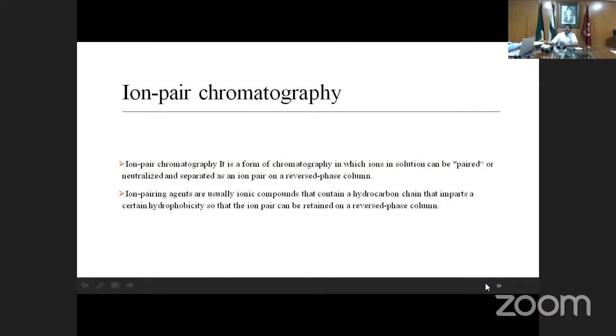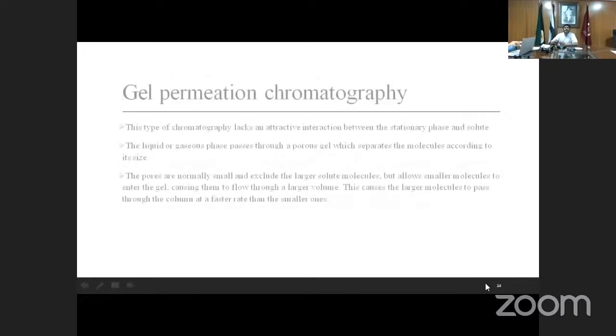The most common ion pair reagent which we use is hexane sulfonic acid, if you are aware of this. It is the reagent we commonly use in reverse phase chromatography when two peaks are not separating.